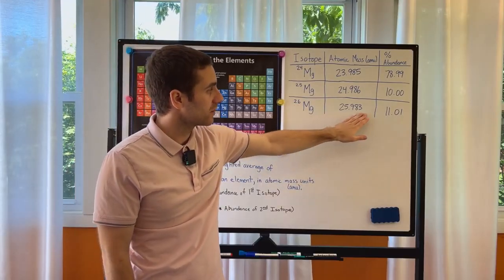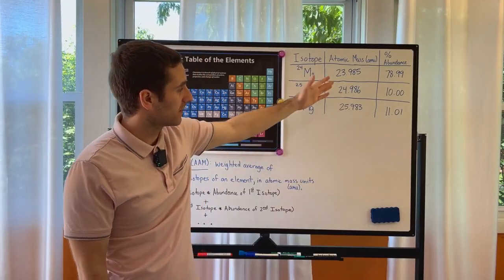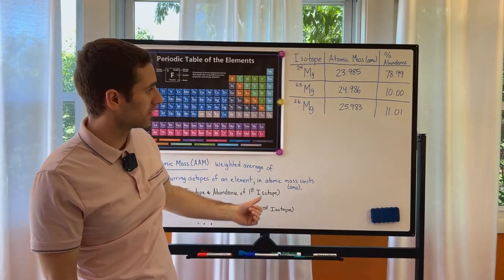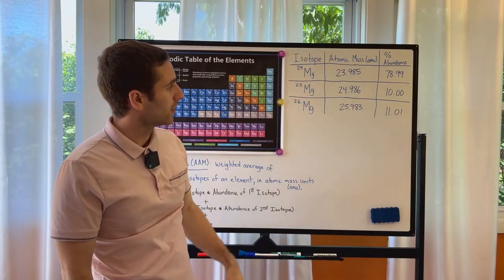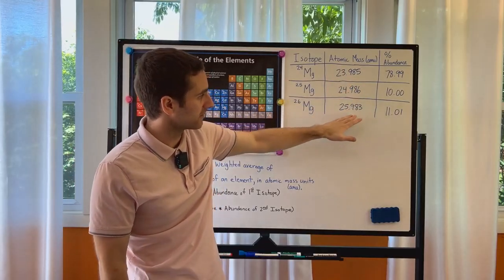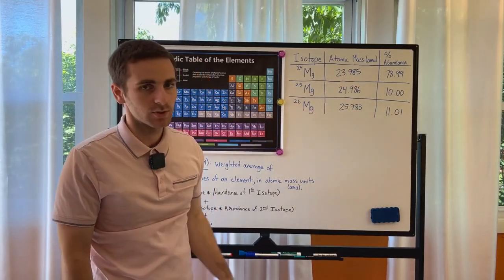Sometimes they won't even give you these, and if they don't give you these, then you can just use the mass numbers in your calculation, because these are approximately the values. But when they give you these more exact values, we'll go ahead and use those.